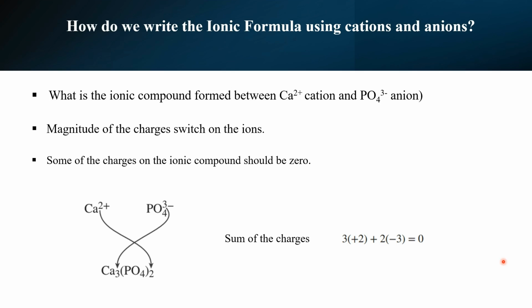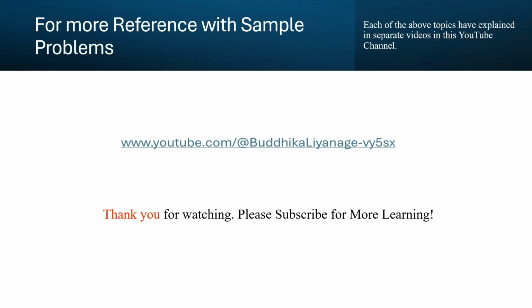I hope now you understand how ionic compounds are formed, how ionic compounds are named, what the polyatomic cations and anions are, and finally how we can write ionic compound formulas. Each of these topics I have explained in separate videos on my YouTube channel. So if you want to find them, please go and check out the separate videos.